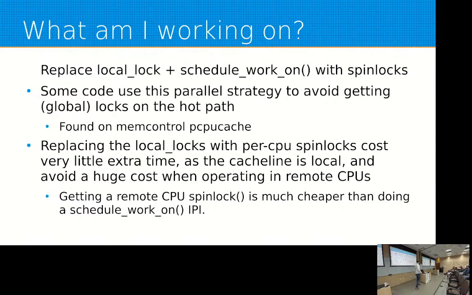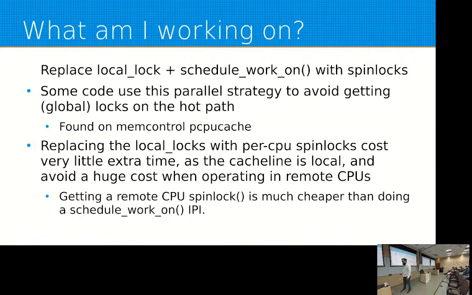I saw this at least in 3 very important points in the base operating system, which use local lock and schedule work on, and we can replace them with spin locks. But wait, spin locks are expensive, right? So the whole idea of using local locks and schedule work on is to avoid having locks in your hot path, okay? So why am I trying to replace them with spin locks, which are in this case expensive?